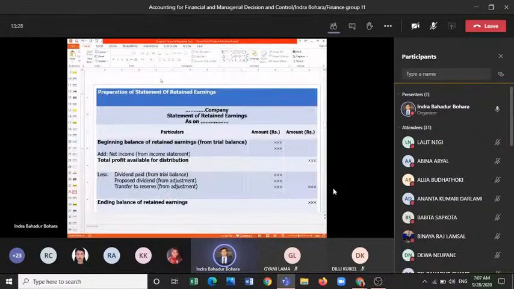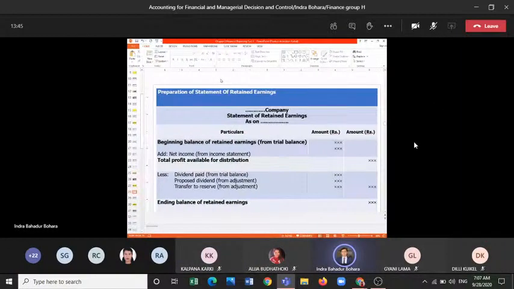Statement of retained earning is one of the financial statements which is prepared at the end of a period, at the end of a year, to show the amount of profit distribution to dividend as well as reserve. Therefore, mainly statement of retained earning is prepared to determine the amount of retained earnings at the end of the year after distribution of profit to dividend and reserve.